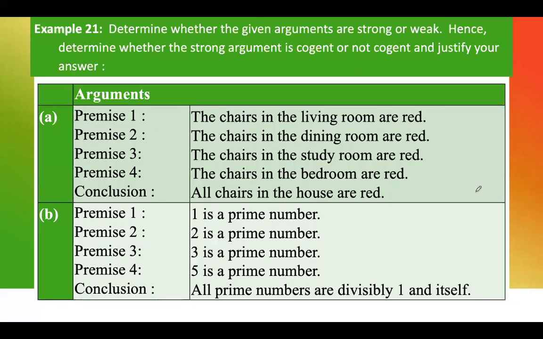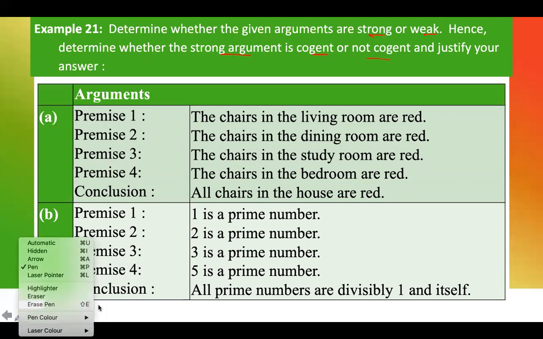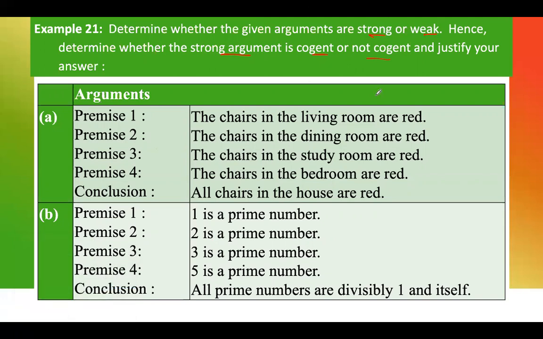Okay, let's see. Determine whether the given arguments are strong or weak. Hence, determine whether the strong argument is cogent or not cogent. You can see the question already indicates that if it is weak, no need to determine whether it's cogent or not cogent. If it's cogent or not cogent, you have to justify your answer. So, let's see this argument. This is an inductive argument. Remember.